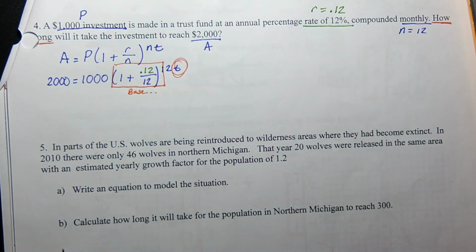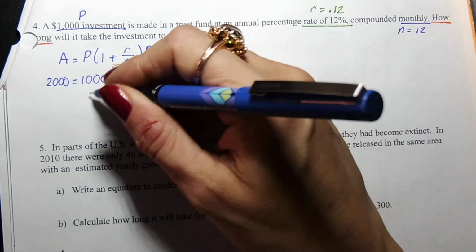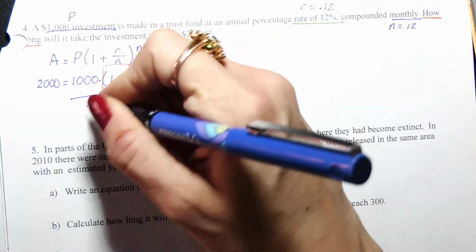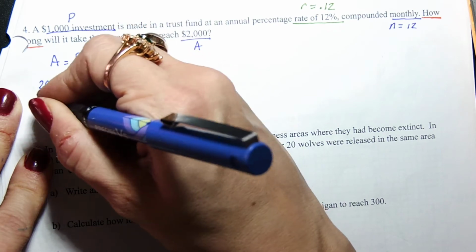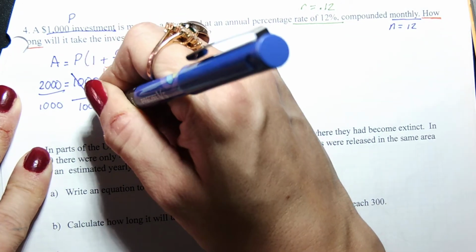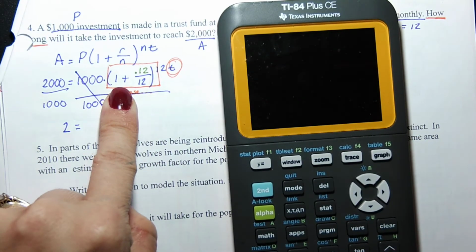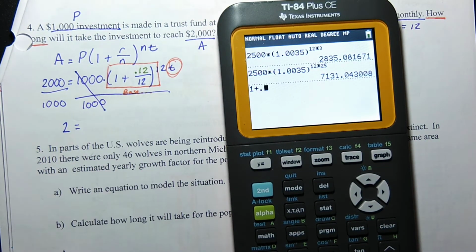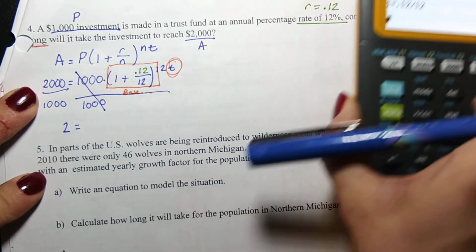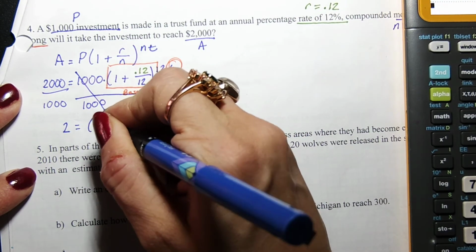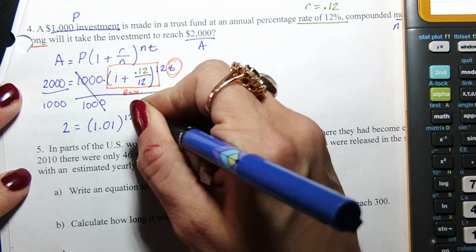Folks, what am I going to do to get rid of the 1,000? I can't distribute it in, so we have to divide it away. This is joined by multiplication, so I'm going to divide both sides by 1,000. Goodbye. Hello. If I type this parentheses stuff in on my calculator, 1 plus 0.12 divided by 12. Whoops, I did divide by 2. Let's try that again. We get 1.01 raised to the 12t.